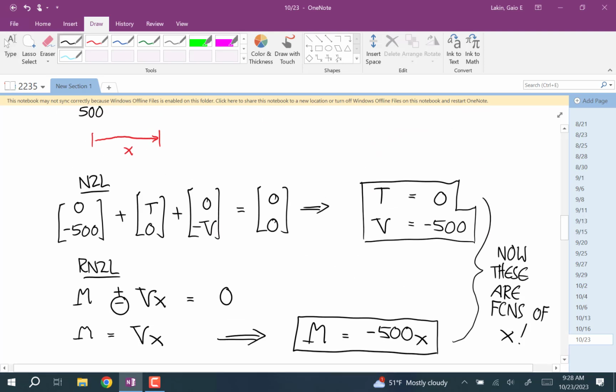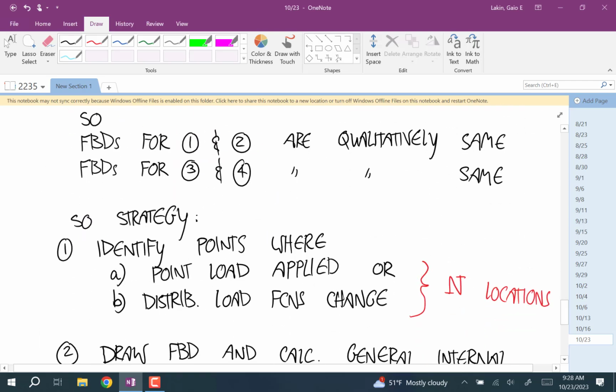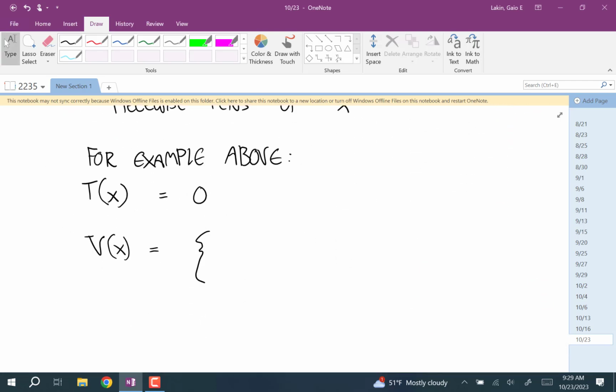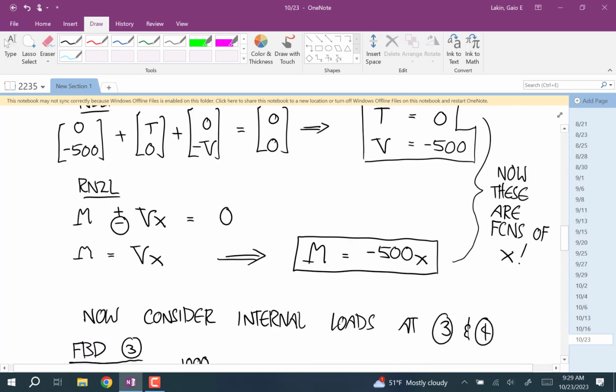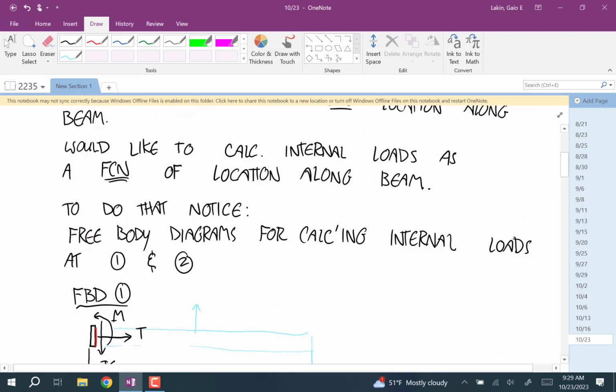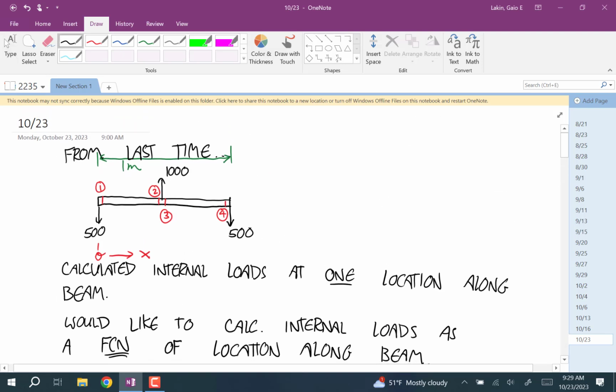For x's between 0 and 0.5, we had negative 500. And that's for x's in the range from 0 to 0.5. Does that include the endpoints, the way we did this calculation? It doesn't. You can see that in the way that I chose those free body diagrams. I chose those points just a little bit off of where those loads are applied.